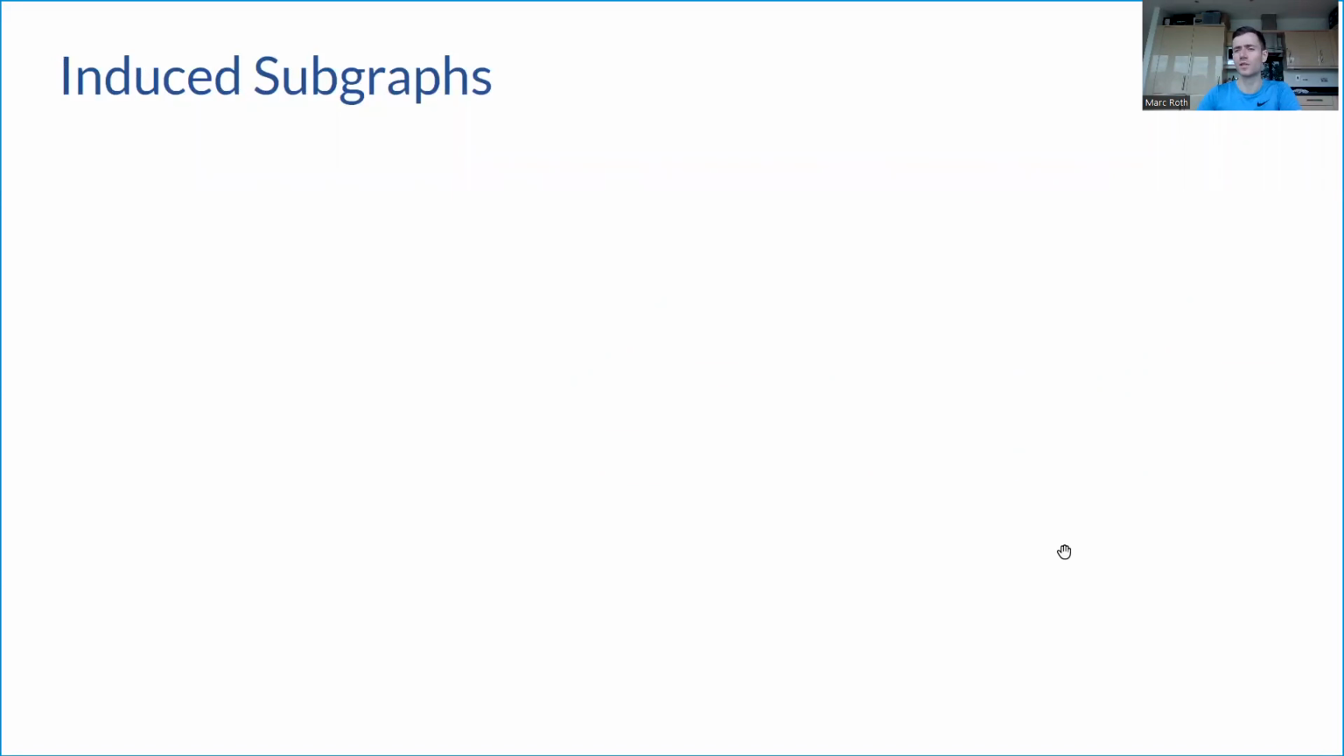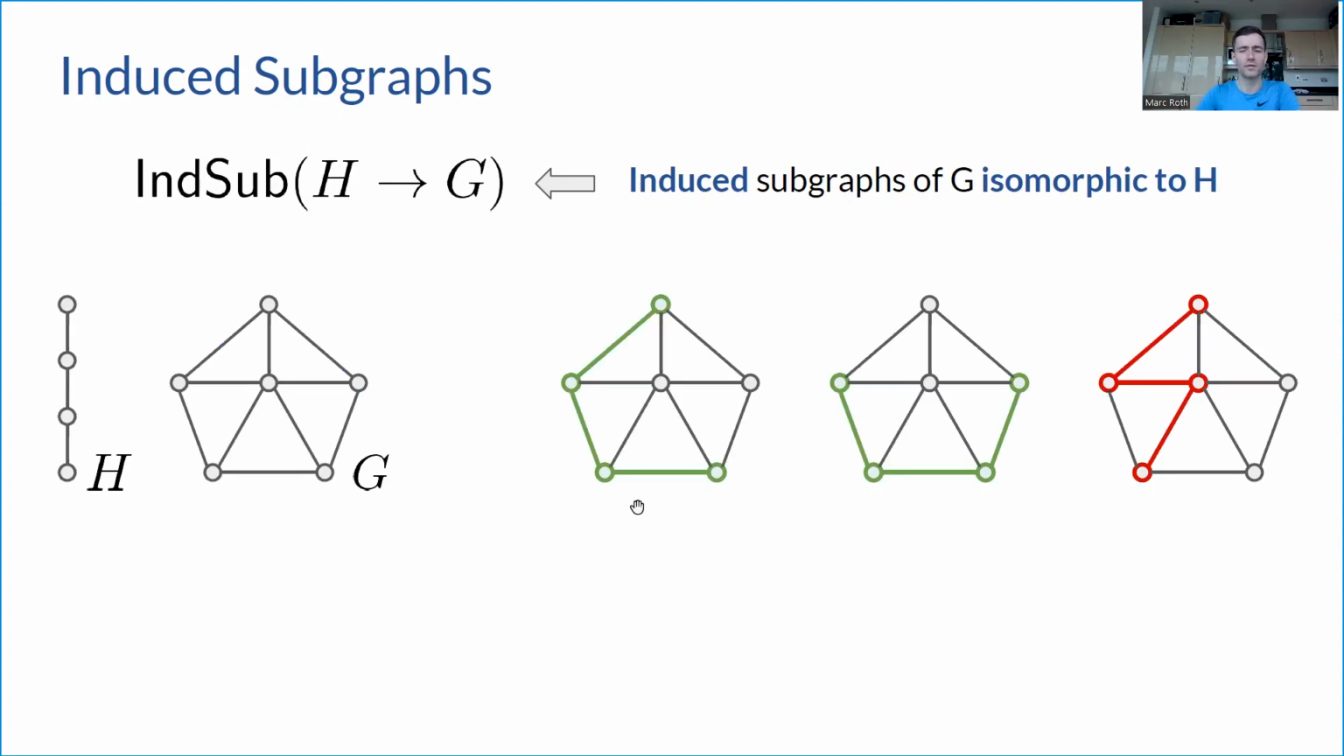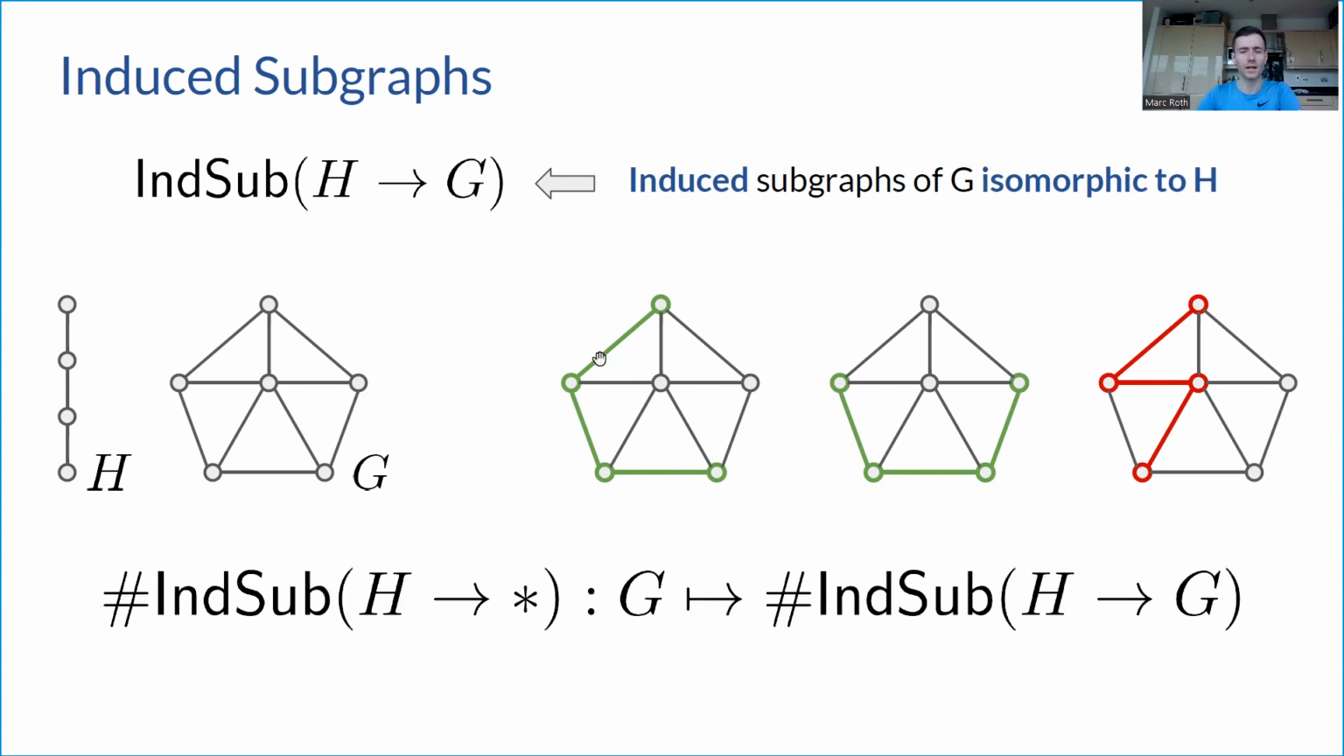For induced subgraphs, we use almost the same notation. So I will write in sub from H to G for the set of induced subgraphs of G that are isomorphic to H. And I will also call the elements of this set the induced copies of H in G. If we take a look at the same example as before, the first two here are also induced copies of H, but not the last one because we have additional edges here. And again, I substitute G by the star and add a sharp to denote the function that maps an input G to the cardinality of the set. That is the number of induced subgraphs of G that are isomorphic to H.